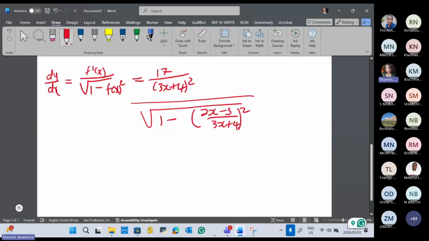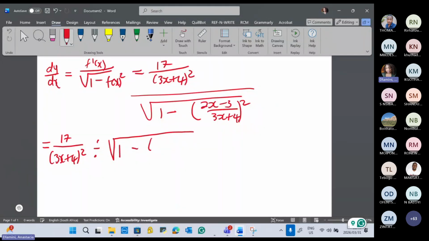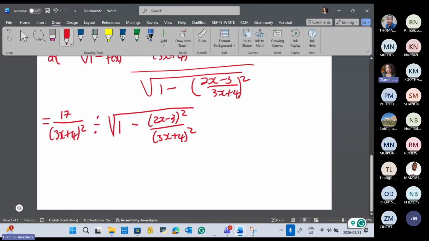Do you agree that we can also write this as 17 over (3x plus 4) squared divided by the square root of 1 minus (2x minus 3) squared over (3x plus 4) squared? Do we agree there? Yes, ma'am. Yes, I agree. So what do we do from here? I think by now we know what we do, guys. What do we do from here?